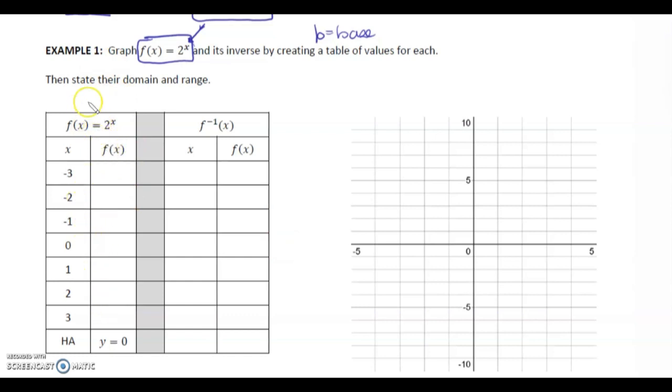So for each of these, we're going to sub in every x into this exponent. So we would do 2 to the negative 3. And we're going to keep it as a fraction because I'm going to show you a pattern. I'm going to get 1 over 8. 2 to the negative 2, I get 1 over 4. 2 to the negative 1, I get 1 over 2. Anything to the 0 is just 1. 2 to the 1 is 2, 2 squared is 4, and 2 cubed is 8.